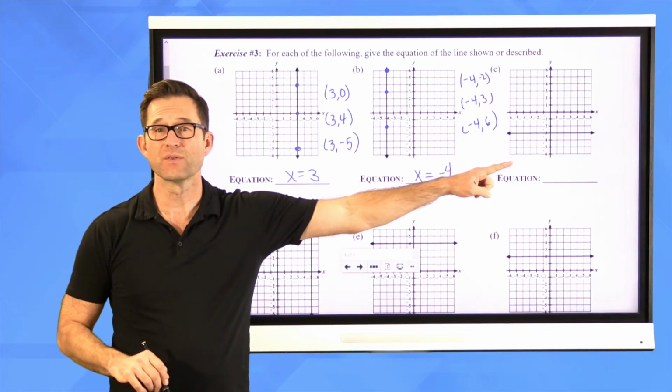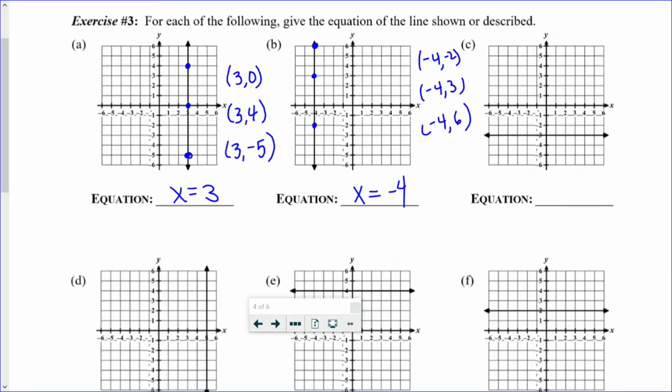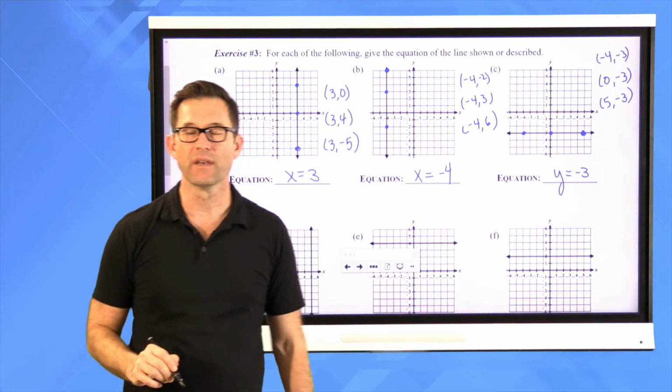Let's take a look at this one, right? This one, I'm going to just take some random points. Maybe I'll take that, and maybe I'll take this one. Maybe I'll take this one. Whoops, maybe if I can draw that point. So that would be (-4, -3). I've got (0, -3). I've got (5, -3). It looks like what's the same on every one of those points is that y is equal to -3.